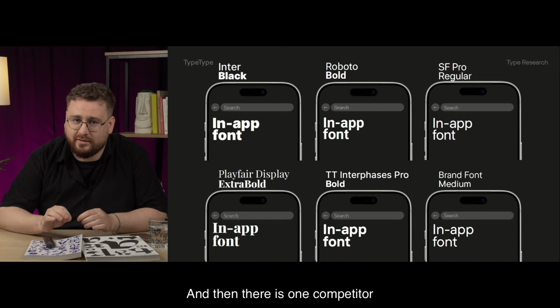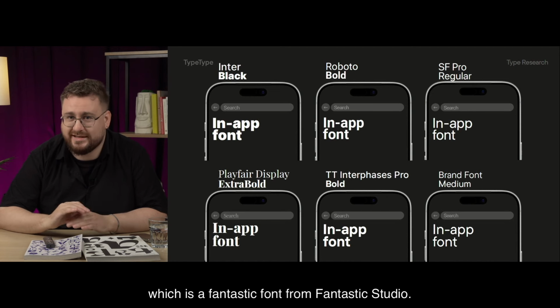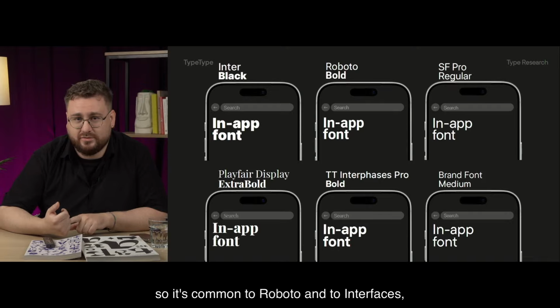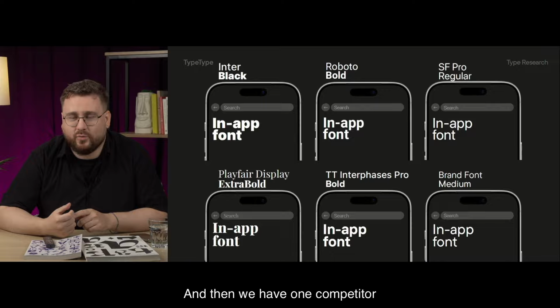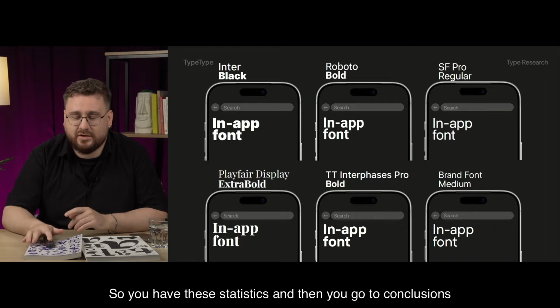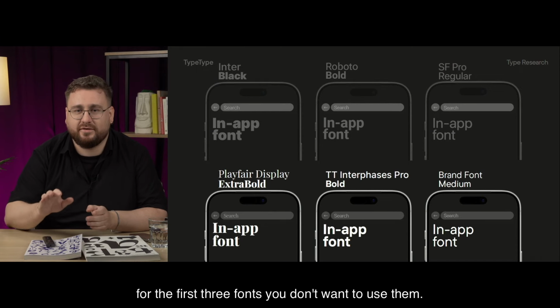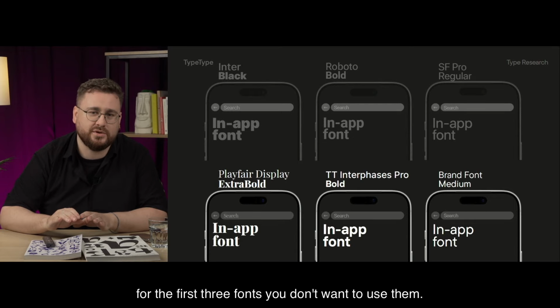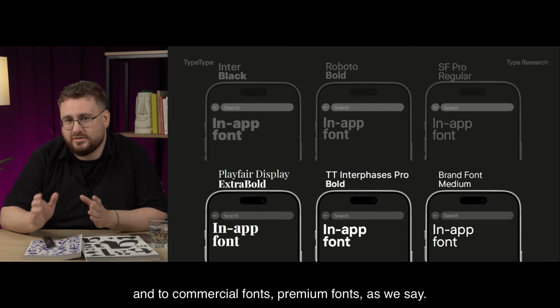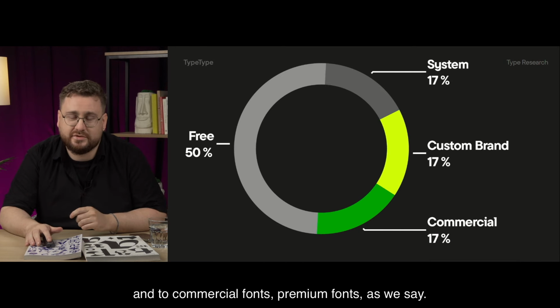And then there is a competitor which uses TT Interfaces Pro, a fantastic font from a fantastic studio, TypeType, for example. They also use it as bold, so it's common to Roboto and to Inter. And then we have one competitor which uses a brand font in medium weight, medium style. So you have these statistics, and then you go to conclusions and see that, for example, the free fonts, you don't want to use them. You want to pay attention to serifs and to commercial fonts, premium fonts, as we say.